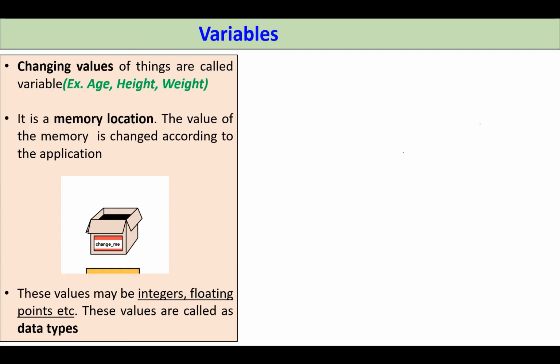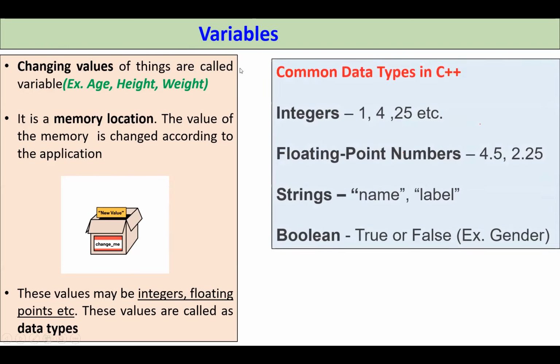Right, that's about data types. Now see what data types are available in C++. These are the commonly used data types. There are more data types than those mentioned here. These are the commonly used data types in C++.